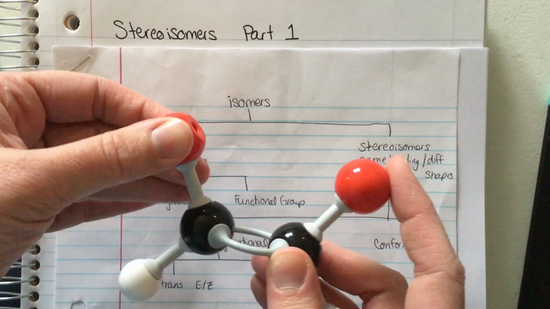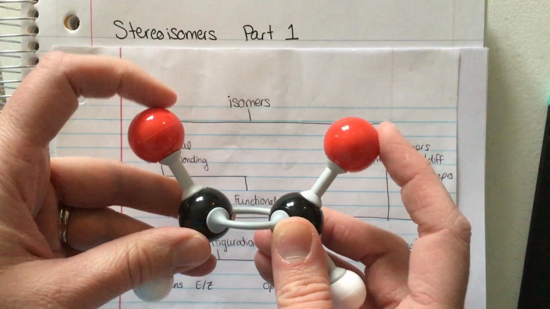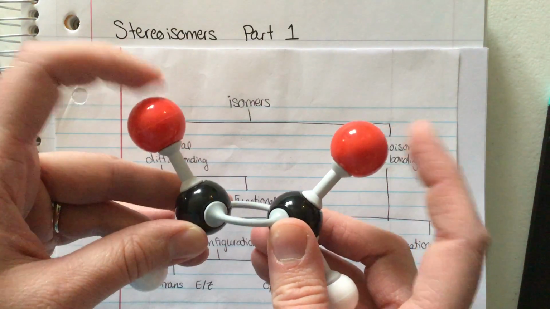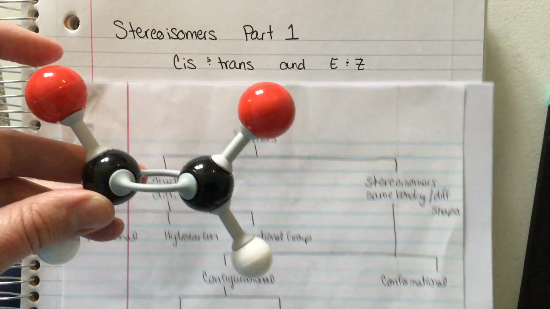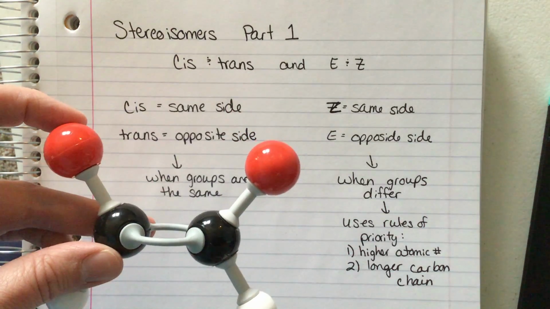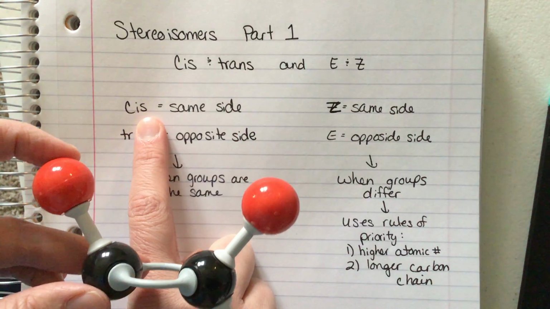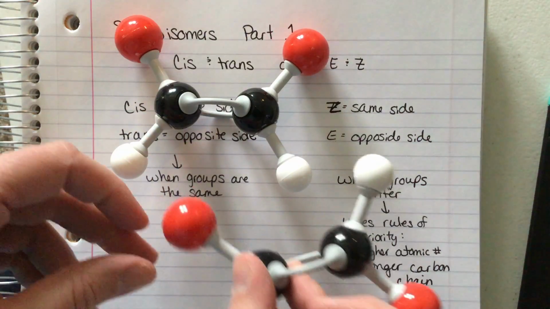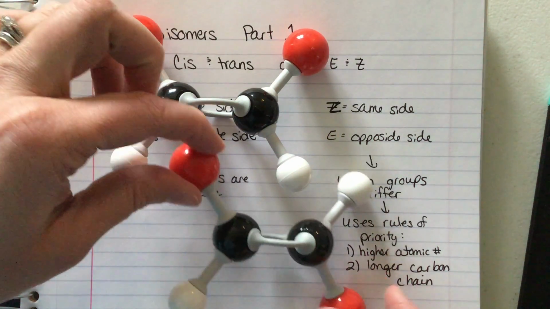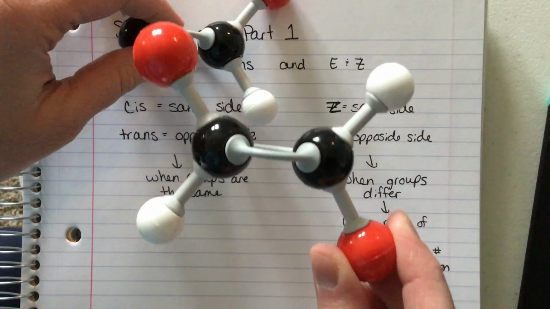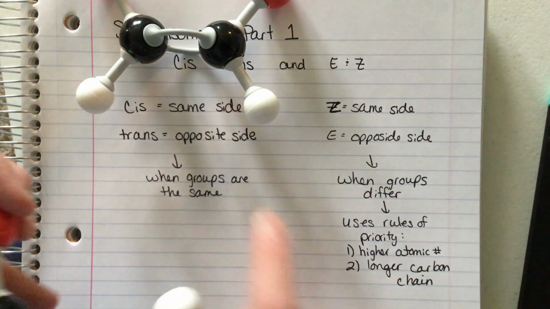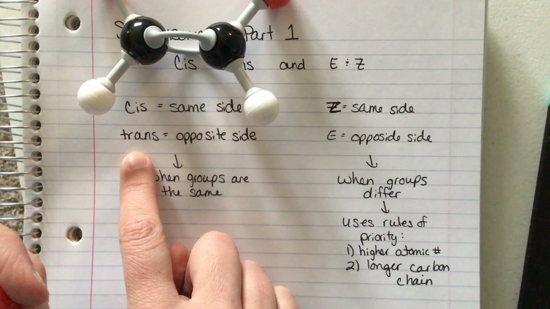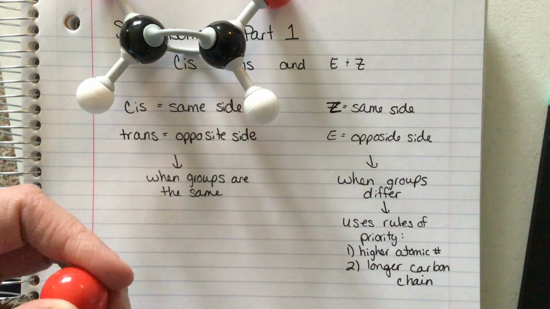So I chose 2 oxygens here, and so these 2 oxygens are on the same side of the double bond. When they are on the same side of the double bond, we call them cis to each other. If they were to be on opposite sides of the double bond, like this guy here, this is trans. So cis is same, trans is opposite, but this only works when the groups are the same.